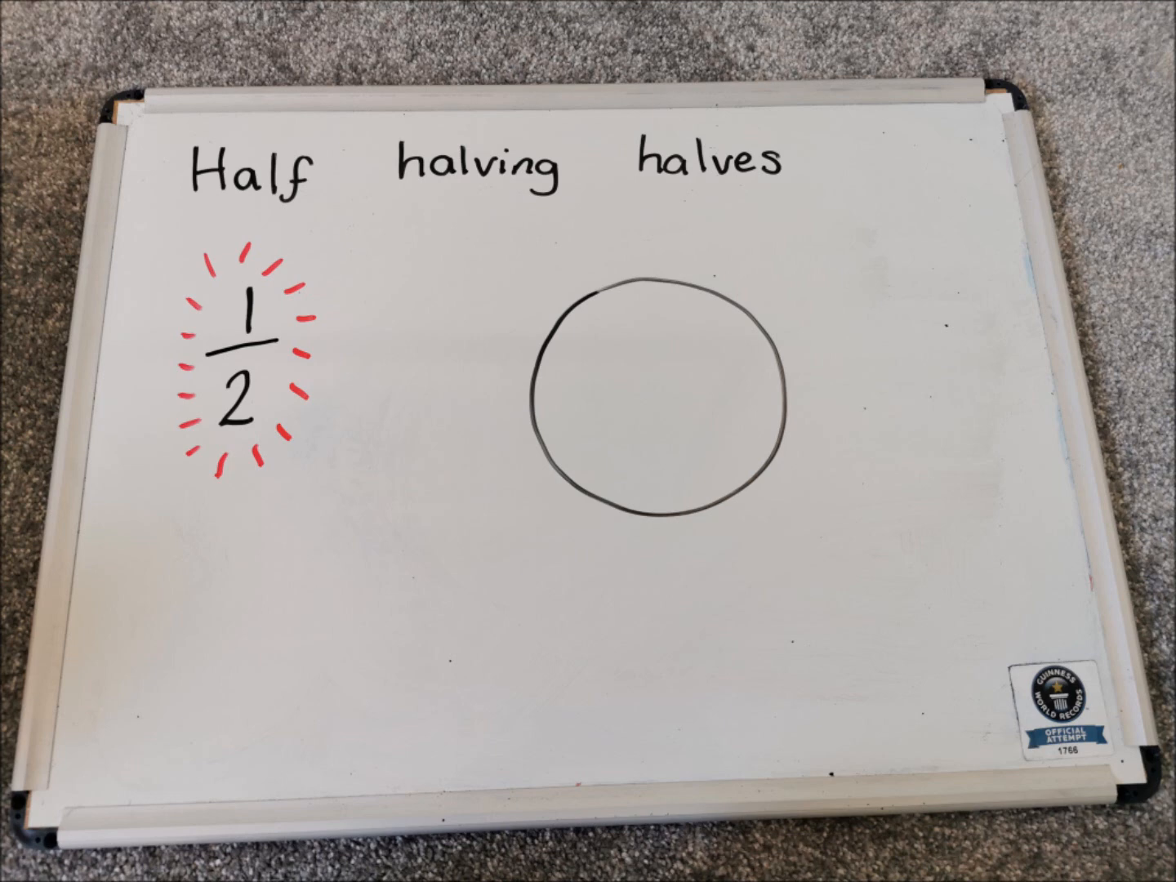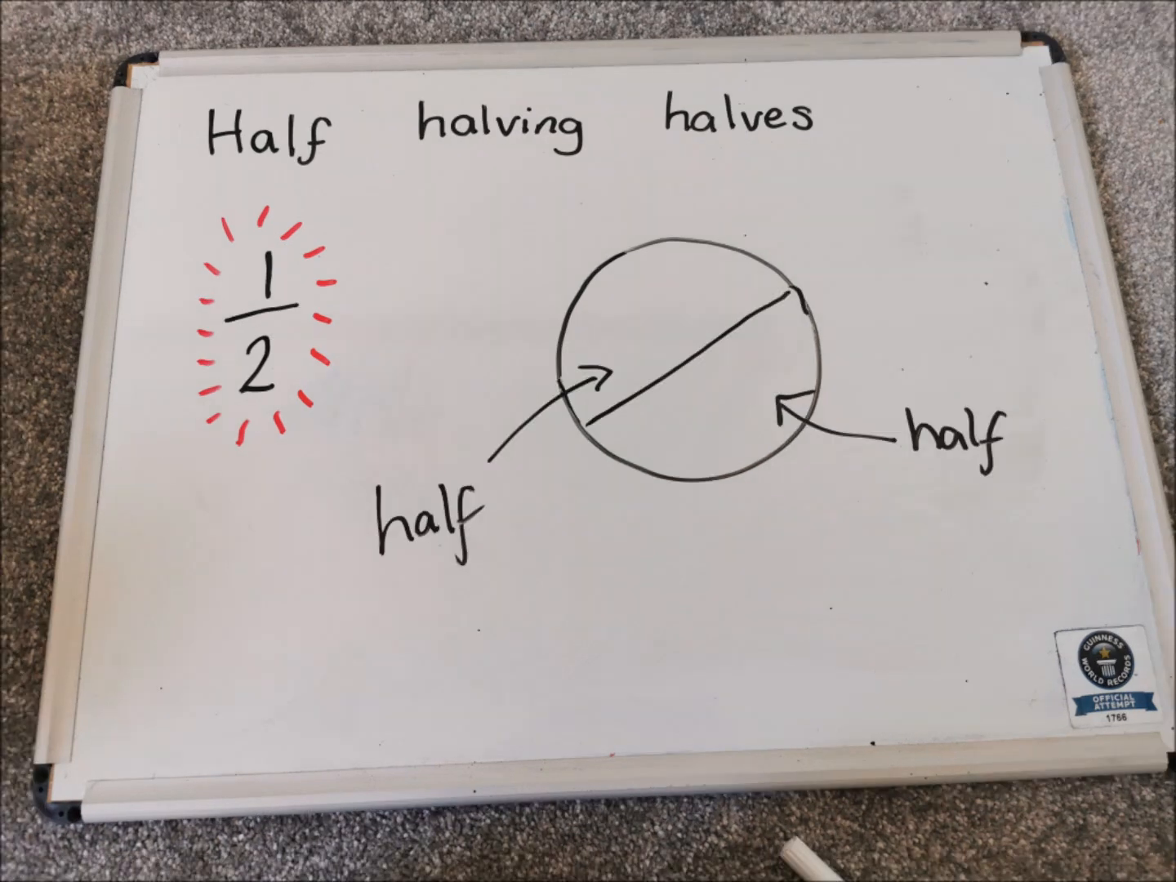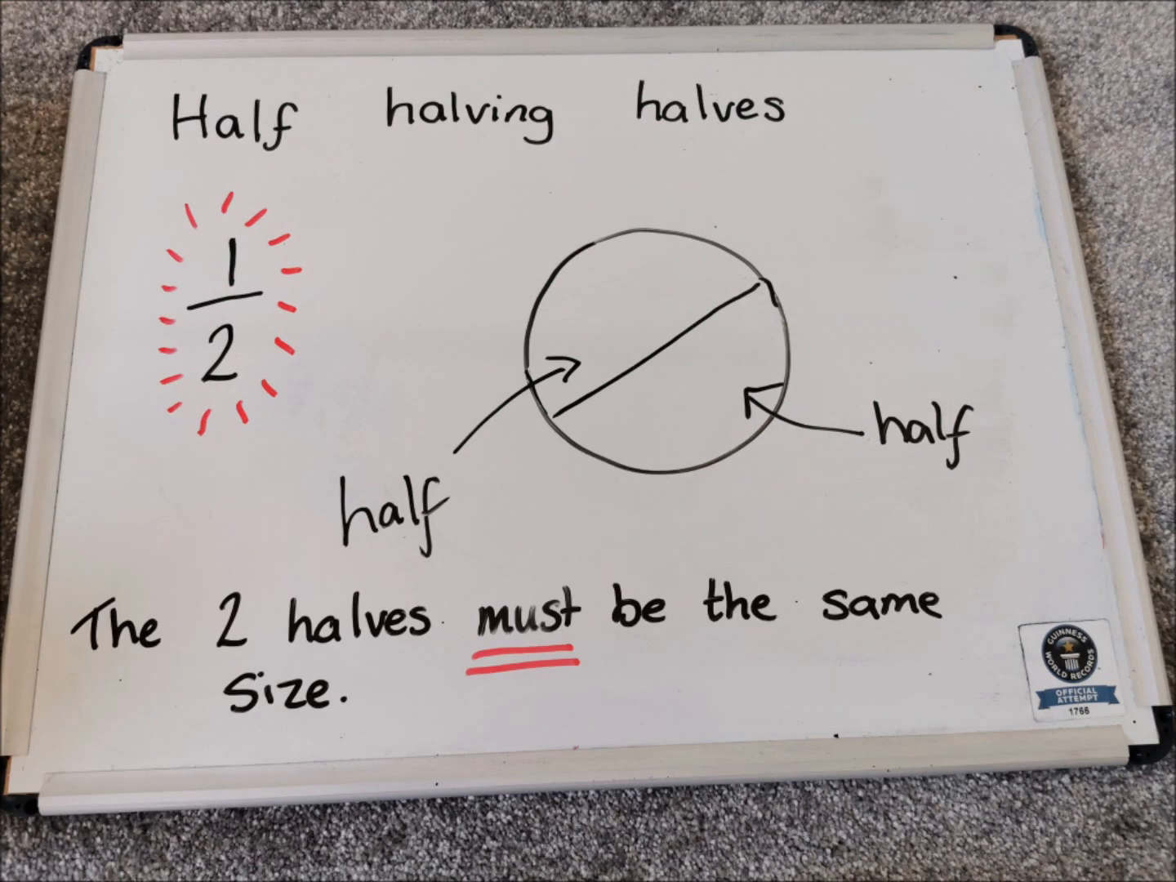So going back to that cake example that we had at the start. So imagine you've got a nice big circle cake, maybe it's been your birthday. We've cut it into 2 pieces. Each piece would be called a half if they were the same size. So I've got a half over here and I've got a half down here as well. So they are both a half. The 2 halves must be the same size. If they are not the same size, it is not a half. You've just cut it into 2 random pieces. So they need to be identical. They need to be the same size.